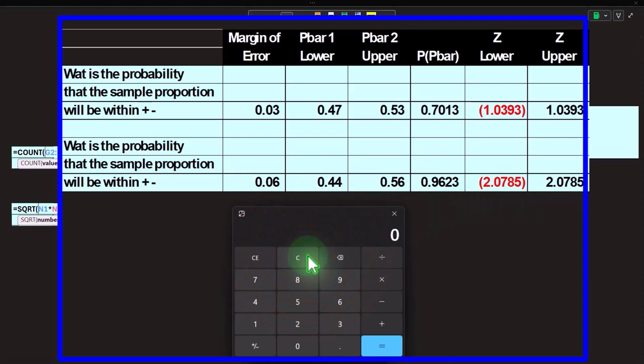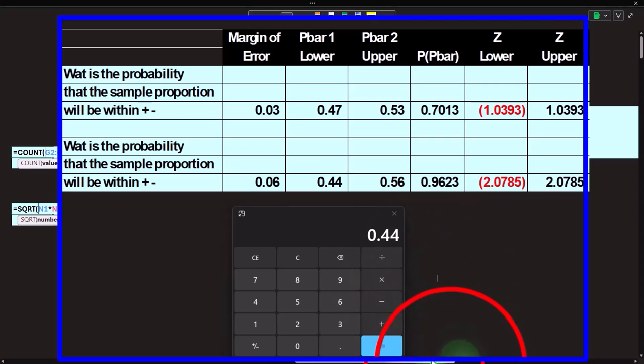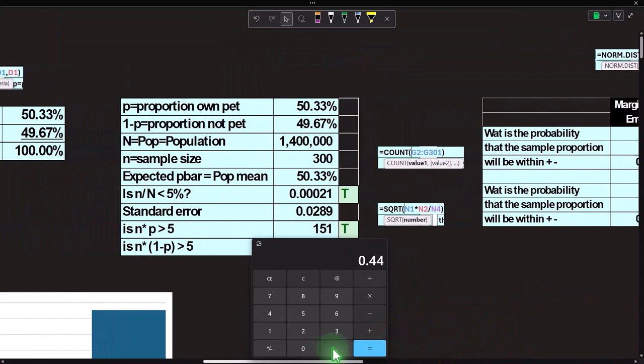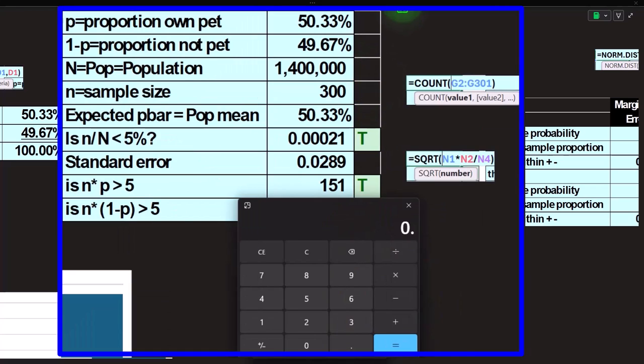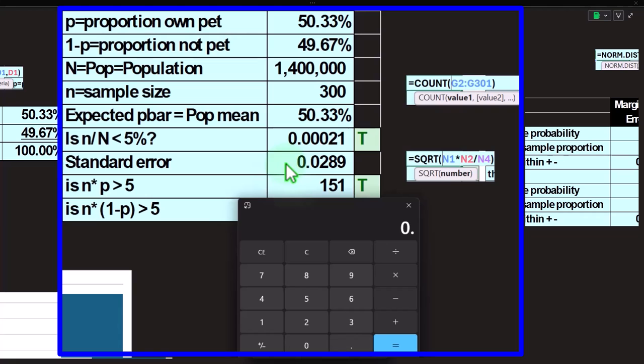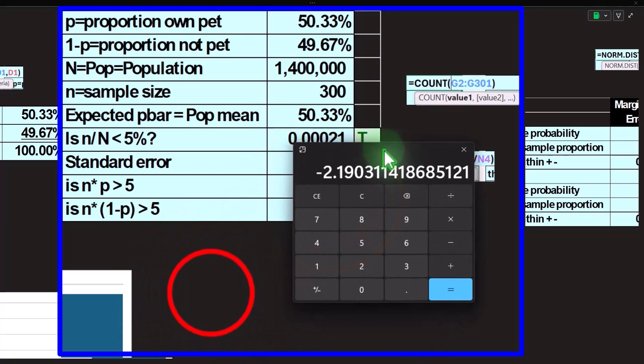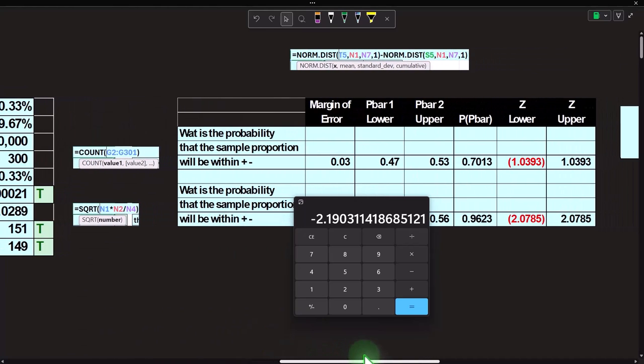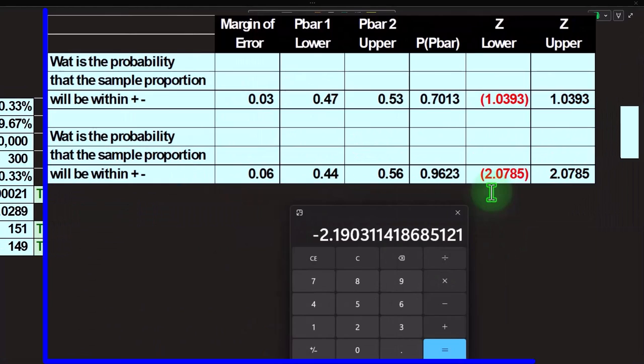Let's see if I can test that out. I would take this Z, which is going to be the 0.44 on the lower, minus the middle point of 0.5033, divided by the standard error. Where did that go? It's right here. It's divided by 0.0289. It's going to give us 2.19. So it's still not exact because I think it got shuffled around. But you get the general idea here. That's how you basically calculate it. And because it's around 95, you can see this is around 2.